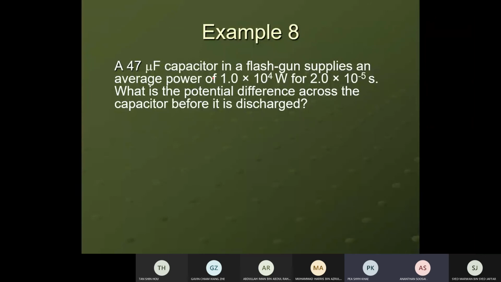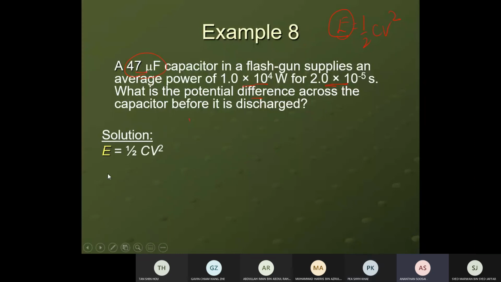Okay, so got the idea. A 47 microfarad capacitor in a flash gun supplies the average power of this for this time. What is the potential difference across the capacitor before it is discharged? So energy equals to, because C is given, you want to find the V. So what formula to be used? Half CV squared to be used. Now how do you get the energy? The power times time is the energy stored in the capacitor.